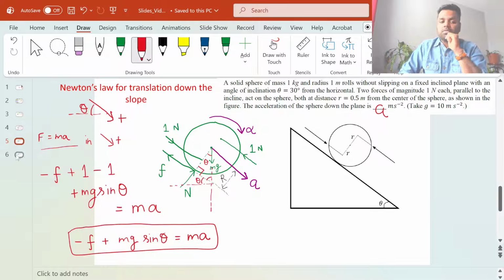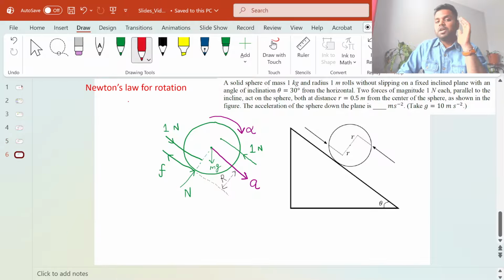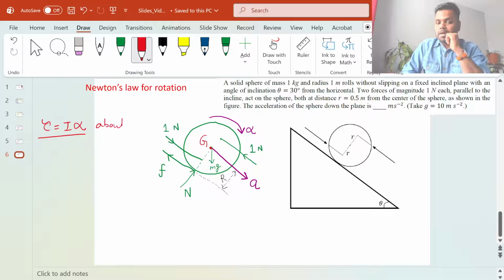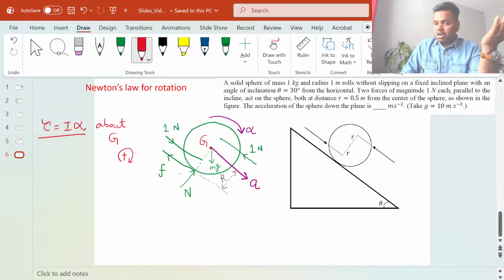right? Now, the last concept, let's apply Newton's law for rotation about the center of gravity, about G. So we are going to write tau equal to I alpha. I is the moment of inertia, remember, about G, and we are going to say clockwise is positive. So you will see the normal force will not create any torque because that force is passing through the center of gravity, G, right? mg will not create any torque.